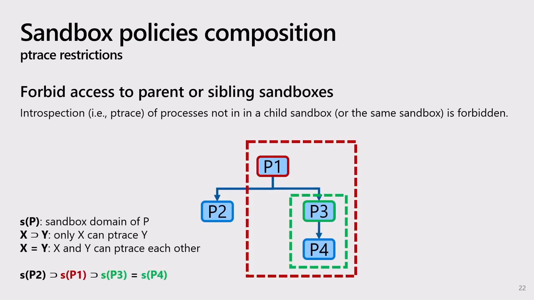Only a process pertaining to a parent sandbox, or no sandbox at all, can access processes from a child sandbox, which means with same or less privileges. In this example, P2 can ptrace P1, P3, and P4. P1 can ptrace P3 and P4, but not P2. And P3 and P4 can ptrace each other, but not P1 nor P2. It also applies to special procfs files.